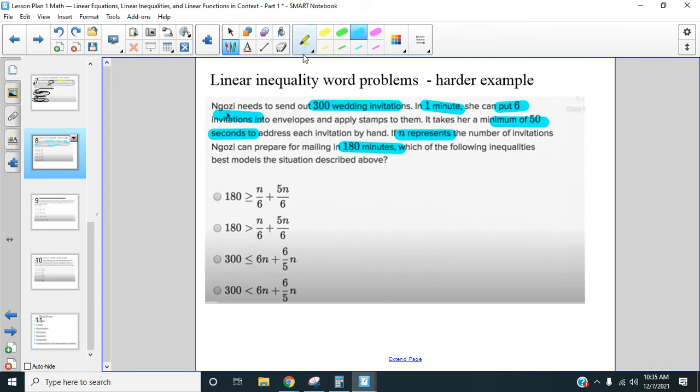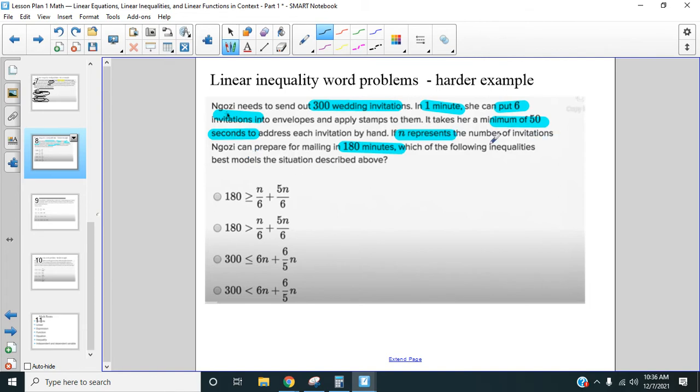If we read through a little more carefully, Ngozi has to send out 300 wedding invitations. In 1 minute, she can put 6 invitations into envelopes. So she's just putting them into envelopes and putting the stamps on. But that's not the only part about sending them out. You also have to fill out the address. The other part is it takes her a minimum of 50 seconds to address each invitation by hand. So a minute to put them in the envelope, 50 seconds to address them.